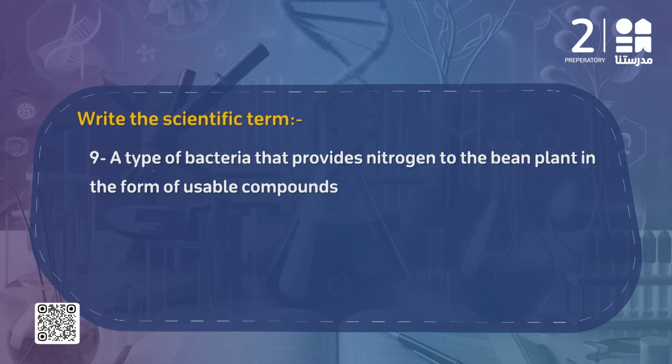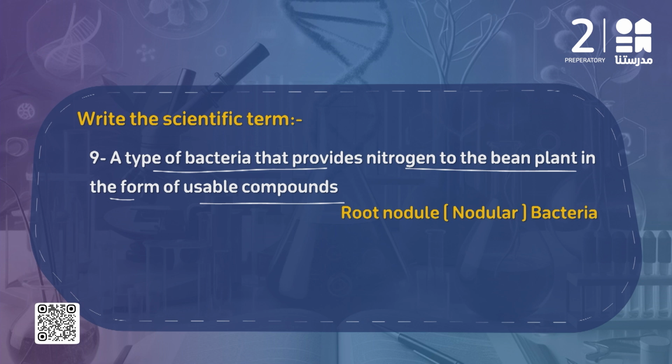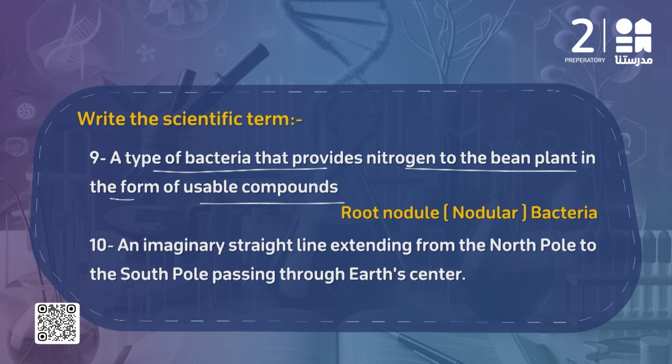Question number 9 says: a type of bacteria that provides nitrogen to the bean plant in the form of a usable compound. As we agreed, we have root nodular bacteria. They enable the plant to fix atmospheric nitrogen to be able to synthesize the proteins it needs for growth and to make new cells, and we have covered this several times before. Number 10 says: an imaginary straight line extending from the north pole to the south pole passing through the earth's center. This question is very important; it reminds us of the earth's axis.